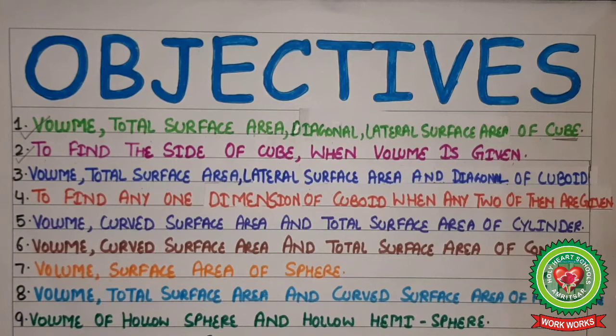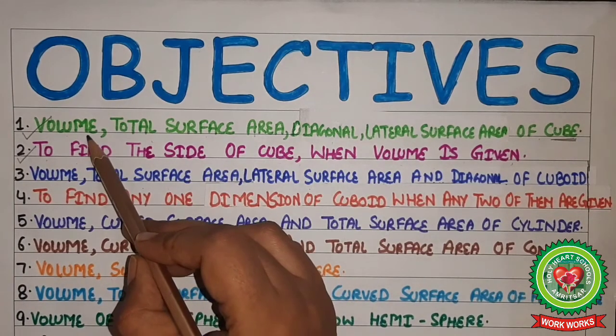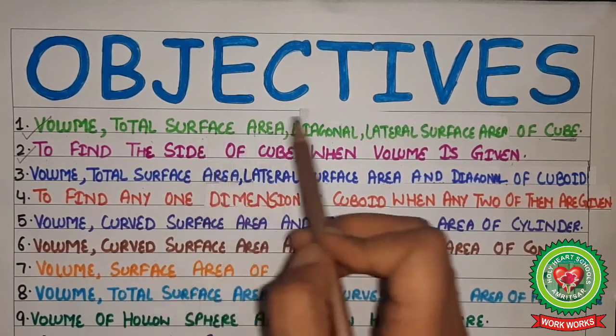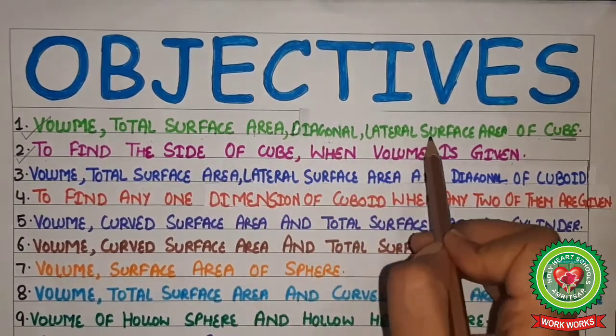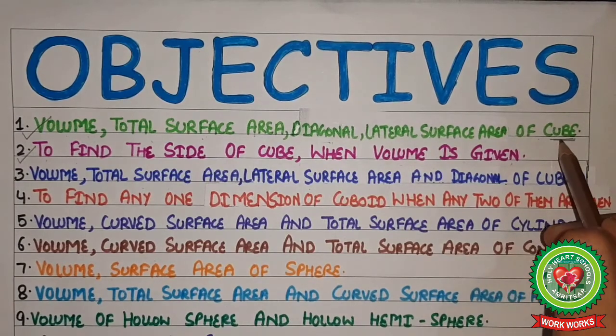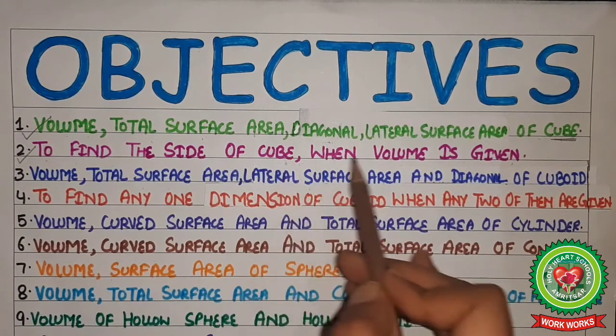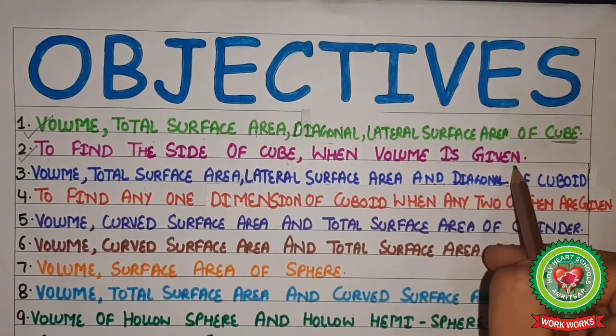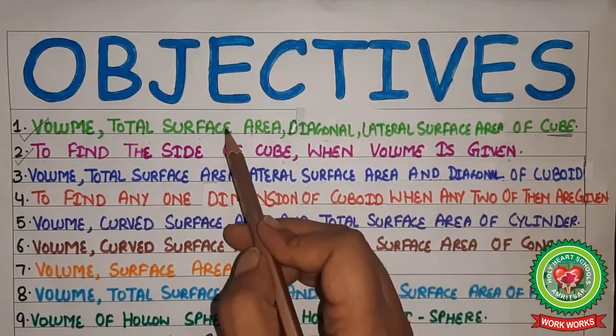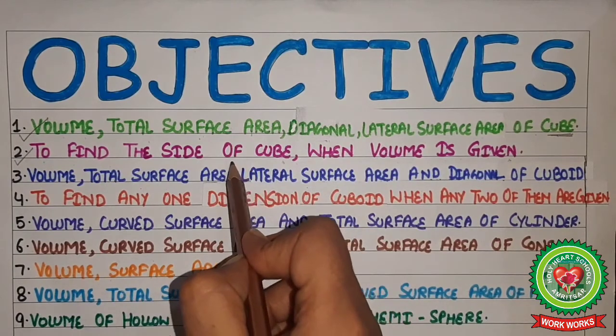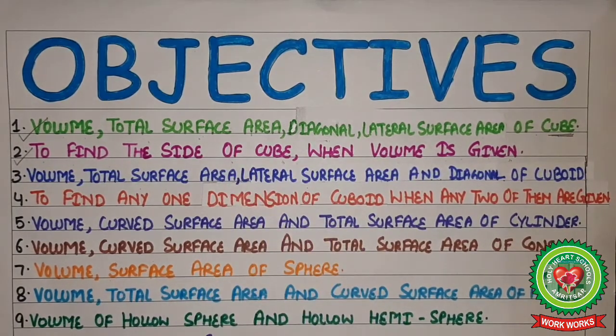Students, this was all about today's class. Today we have learned how to find volume, total surface area, diagonal, lateral surface area of cube, and how to find the side of cube when volume is given. I hope that these two concepts are clear to you, and now you will be able to solve the worksheet that has been sent to you in Snap Homework. Thank you and have a nice day.